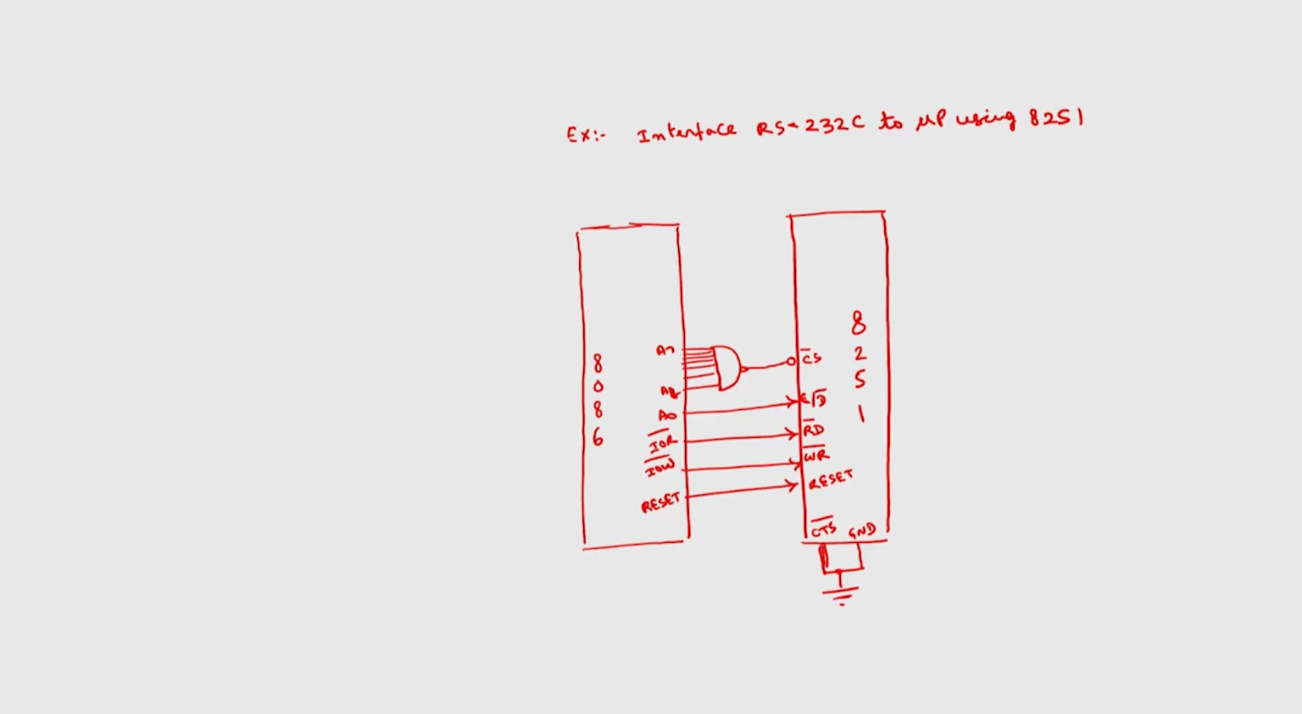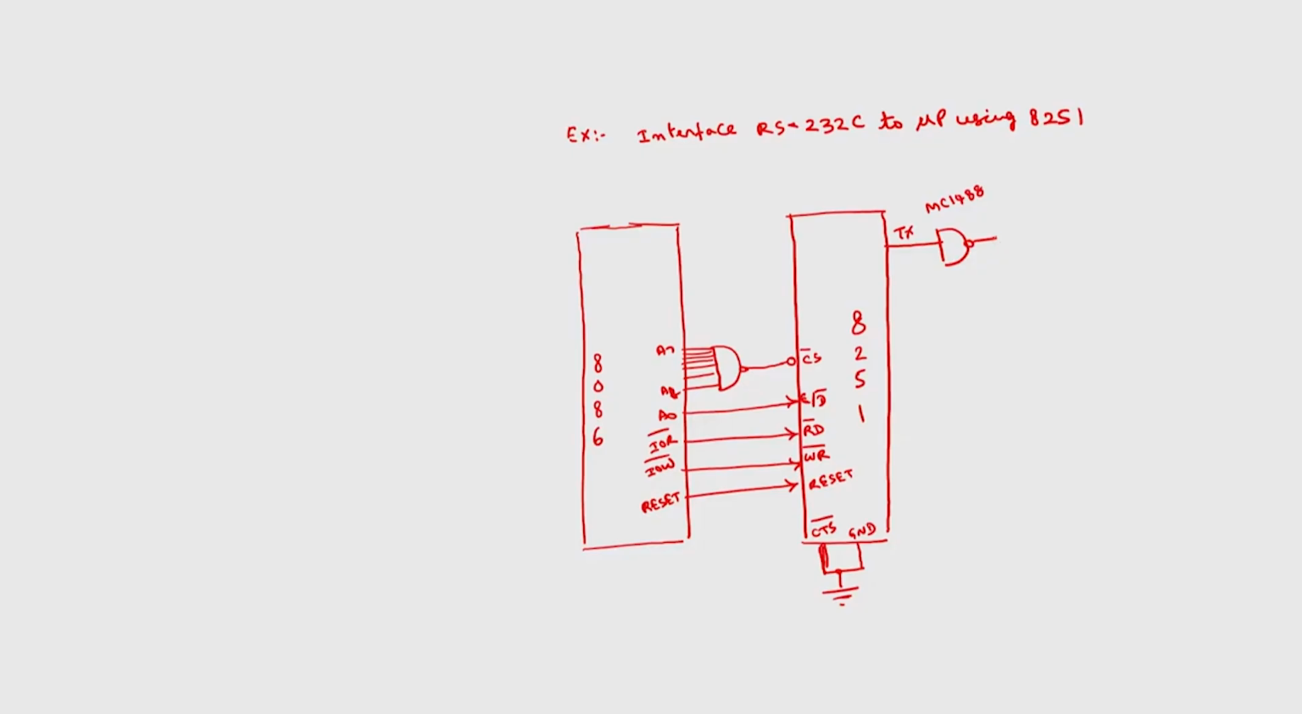On the other side we have the serial data that can be transmitted. I have to connect it through the MC1488, which I discussed in the earlier lecture. 8251 operates with TTL levels, whereas the RS-232 interface has different levels. So, to convert TTL levels into RS-232C compatible levels, we will use this MC1488 IC, and this will be connected to the RS-232 interface.